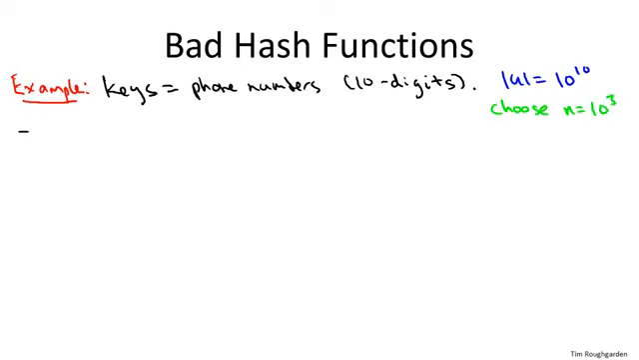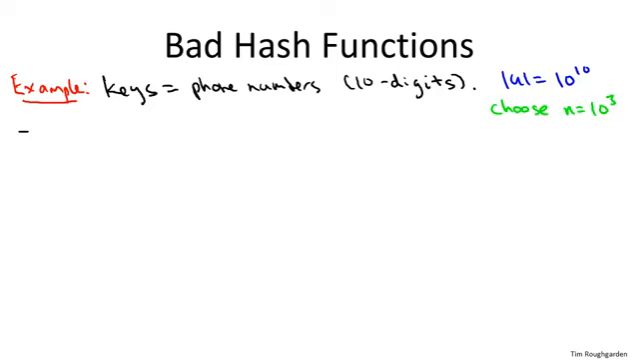And now I've got to come up with a hash function. And remember, a hash function by definition, all it does is map anything in the universe to a bucket number. So that means it has to take as input a 10-digit phone number and spit out as output some number between 0 and 999. And beyond that, we have flexibility in how to define this mapping.